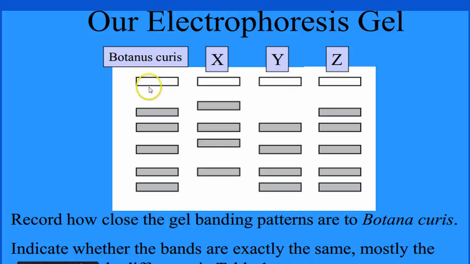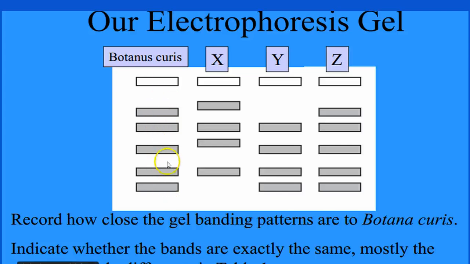So we have a well here, and we put our DNA sample for species Botanicurus, for species X, Y, and Z. We do the same. And then running electricity at this end is going to separate the parts based on size. The smallest part will move the farthest, and the largest, heavier parts will stay closest to the well because it's harder to move. So the electricity will separate the size and it will form bands.